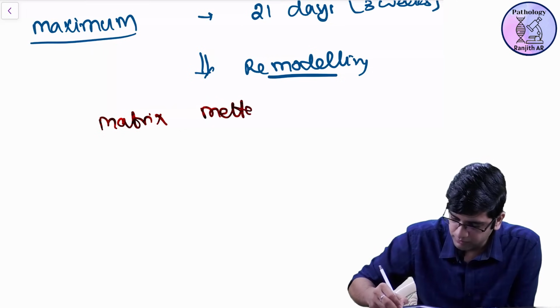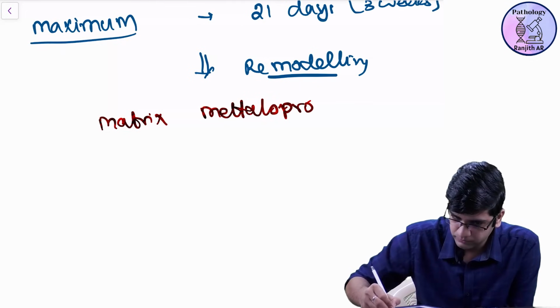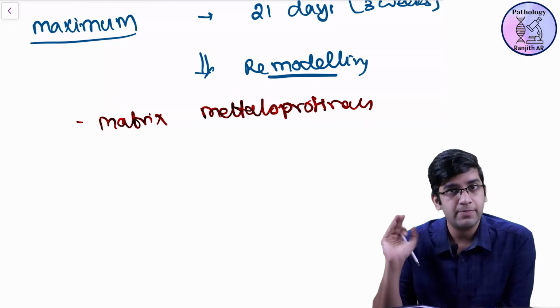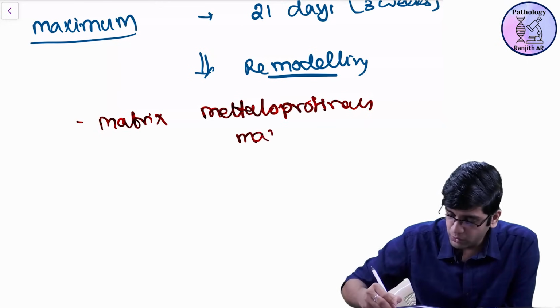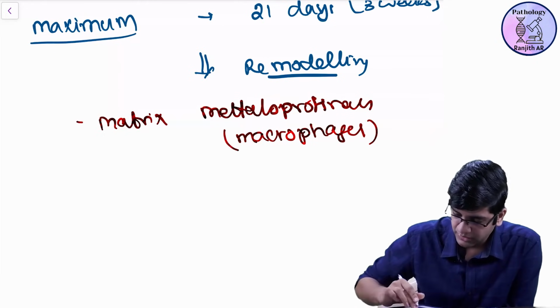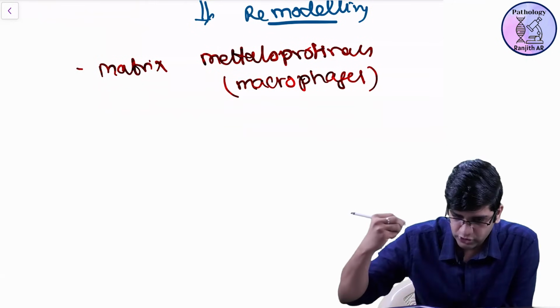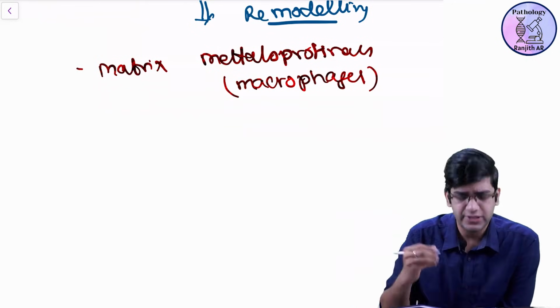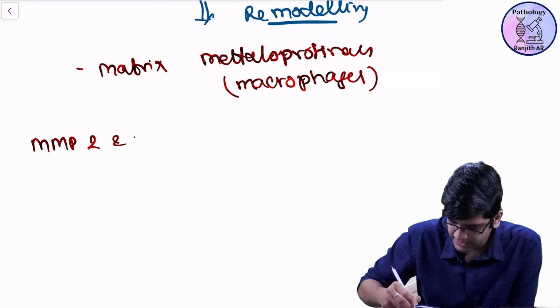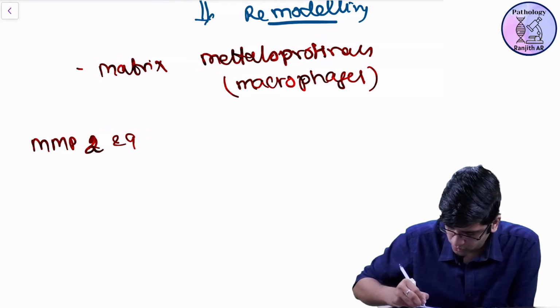matrix metalloproteinases. These are also secreted by macrophages only. I would want you to apply all these things when you come to the neoplasia chapter. These macrophages will release matrix metalloproteinases and a few other collagenases as well. Among MMPs, we have MMP 2 and 9.